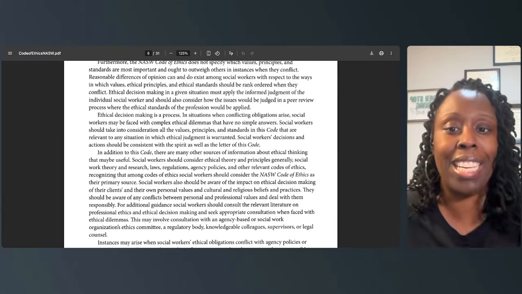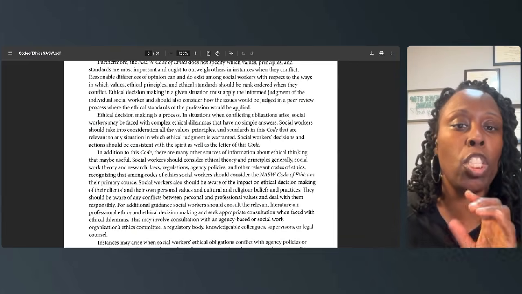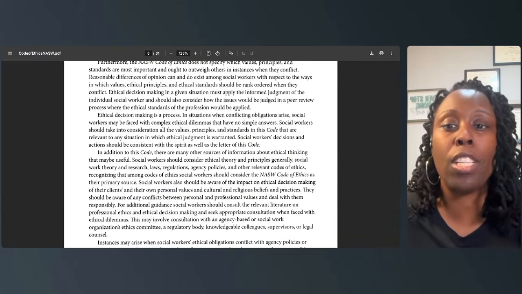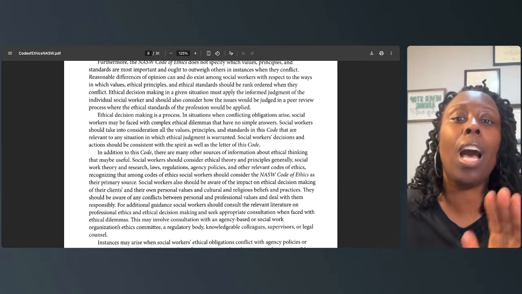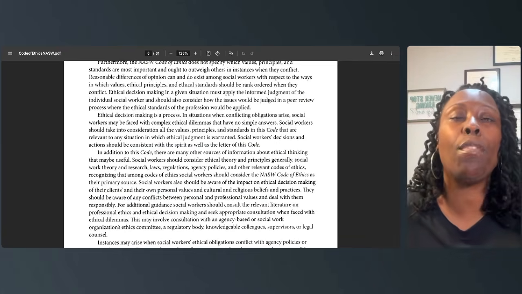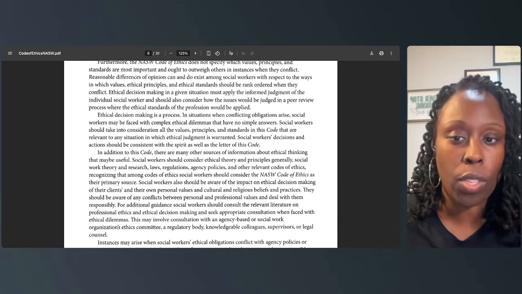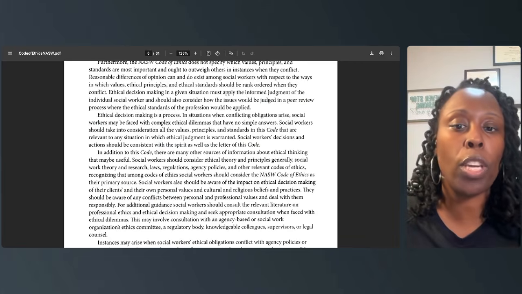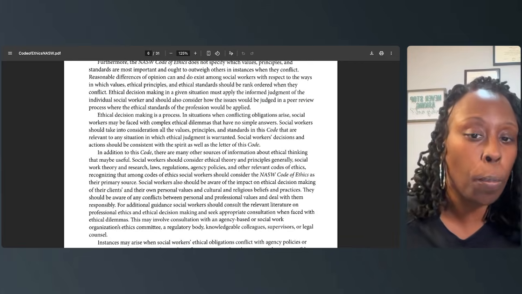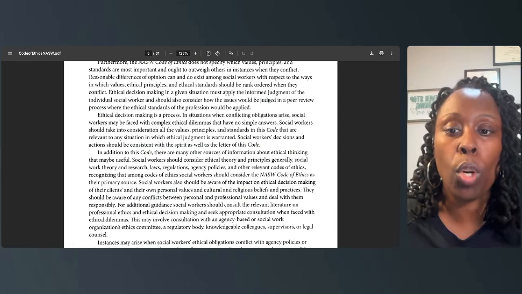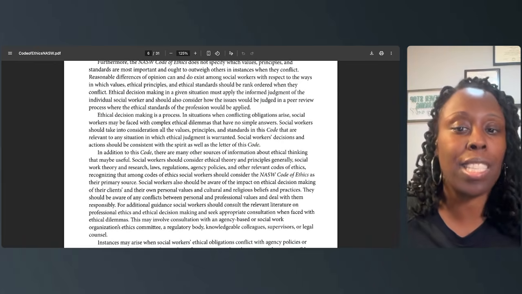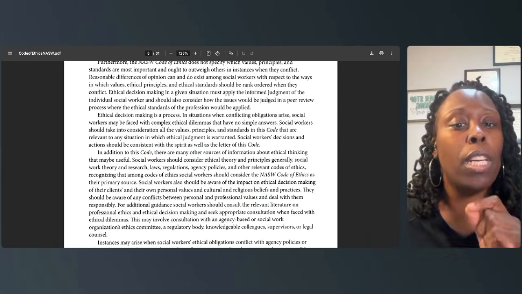Ethical decision making is a process. In situations when conflicting obligations arise, social workers may be faced with complex ethical dilemmas that have no simple answers. Social workers should take into consideration all the values, all the principles, and the standards in this code that are relevant to any situation in which ethical judgment is warranted.